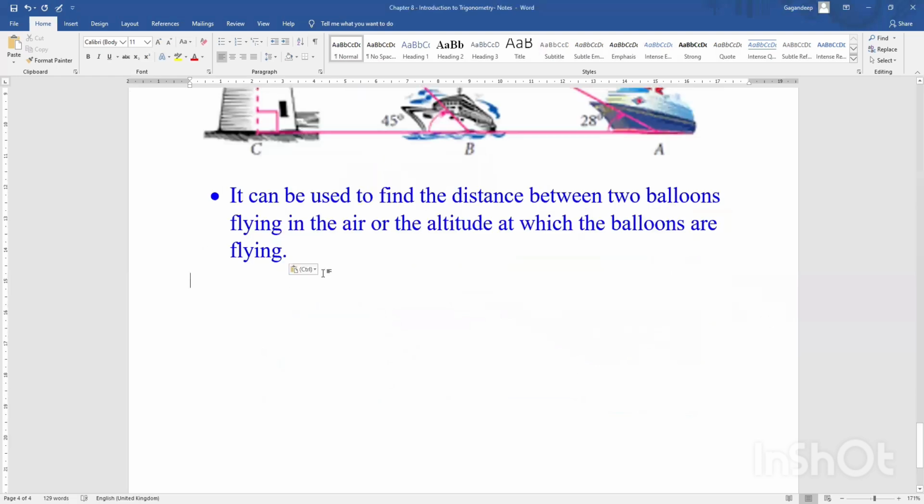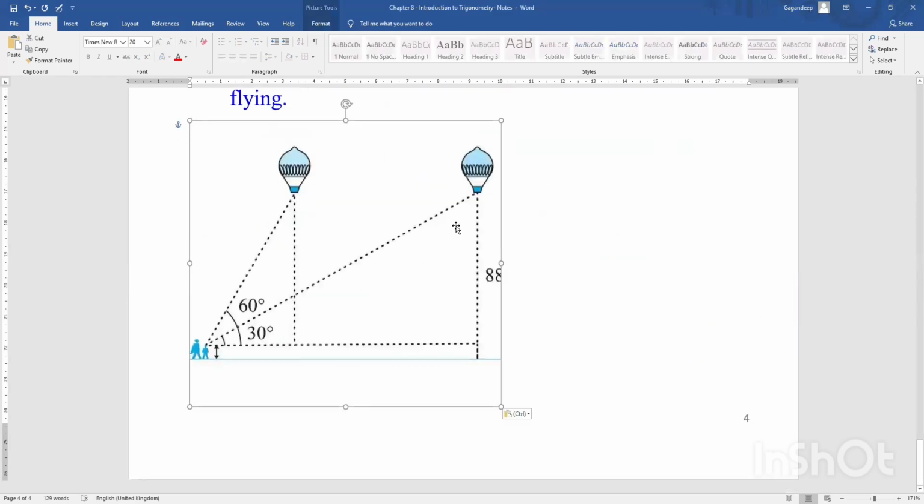It can be used to find the distance between two balloons flying in the air, or the altitude at which the balloons are flying. Here we have two balloons flying in the air, and I want to find the distance or position between these two balloons. That can be found out using the knowledge of trigonometry. All these things you are going to learn under the applications of trigonometry.